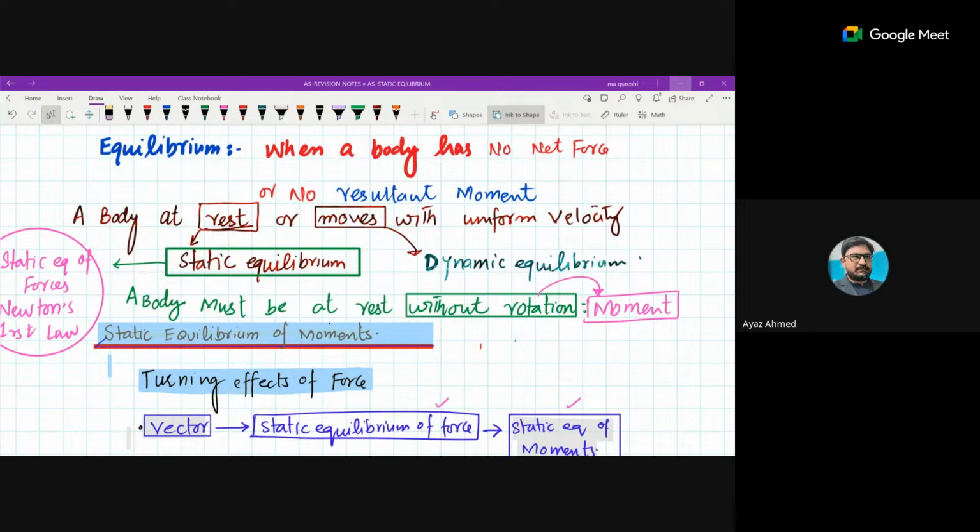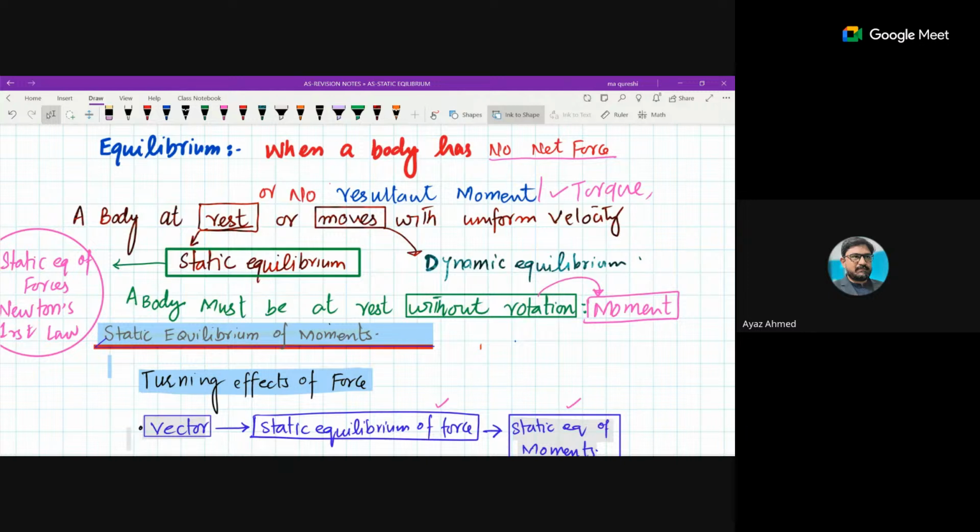Okay, so the topic we are going to discuss today is equilibrium, static equilibrium of moments. Before that, I told you what equilibrium is. Equilibrium is when bodies have no net force or no resultant moment. Moment can also be named as torque. So we call these bodies at equilibrium or bodies in equilibrium.